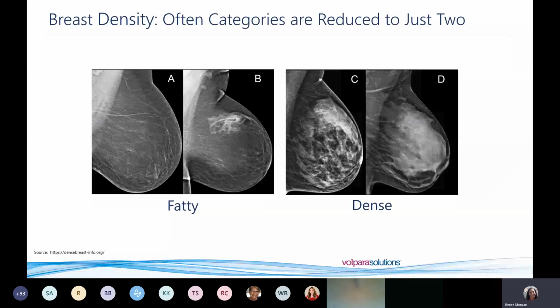Often the categories are reduced to just 2 groups, where fatty and scattered is bucketed in the fatty category, and heterogeneous and extremely dense is bucketed in the dense category. And this is common, but is it the right thing to do for the patient? We'll talk about that.